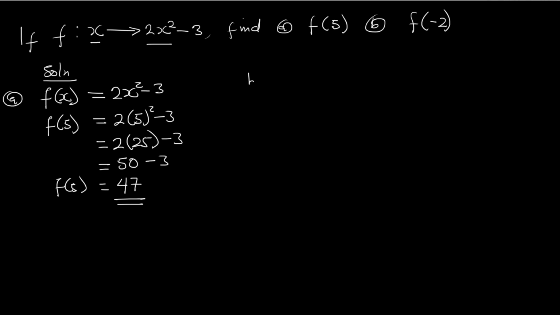Now, if we take the B part of the question, it says we should find f of minus 2. f of minus 2 is equal to 2. Wherever we see x, we put negative 2: 2 times negative 2, squared, minus 3. And this gives us 2 times 4 minus 3.